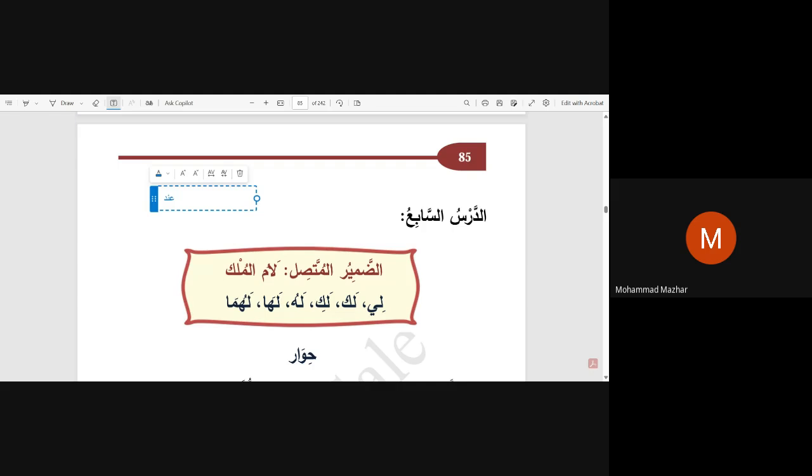All right. And it's connected to 12 pronouns. You can guess where we're going. You have 6 pronouns here: li, laka, laki, lahu, laha, lahuma. But you can guess that we're going to go to lana, lakum, lakuma. You can guess where we're going. You're with me.